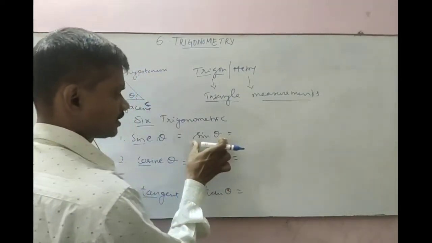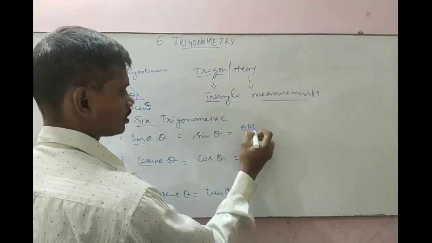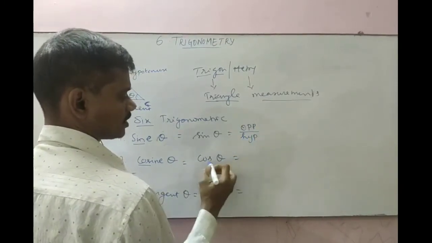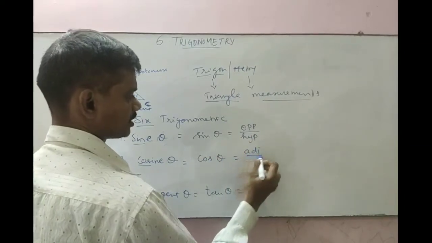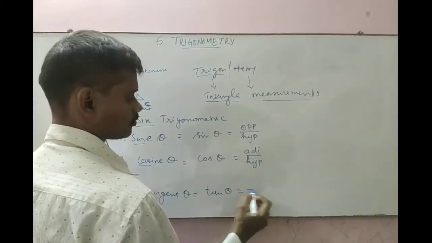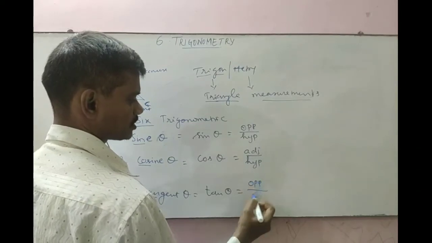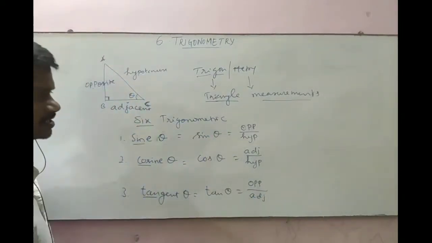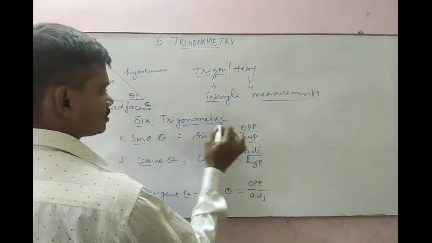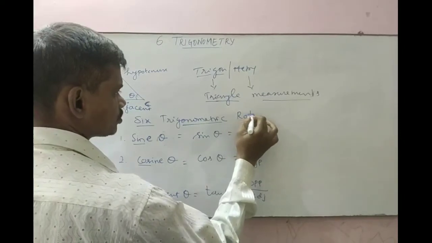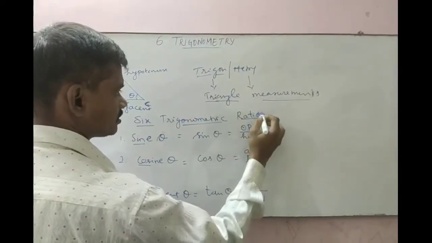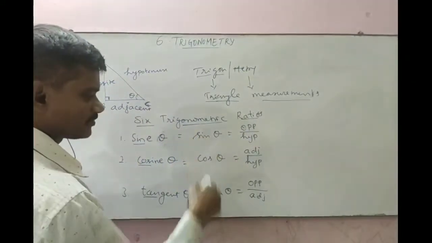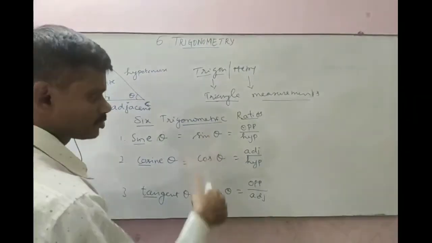The formula is sin theta is equal to opposite side by hypotenuse side. For cos theta, adjacent side by hypotenuse side. For tan theta, it is opposite side by adjacent side. So these are the first 3 trigonometric ratios. In trigonometry we have 6 ratios. This is called the ratio sin, cos, tan. The reciprocal of these 3 are the reciprocal ratios.